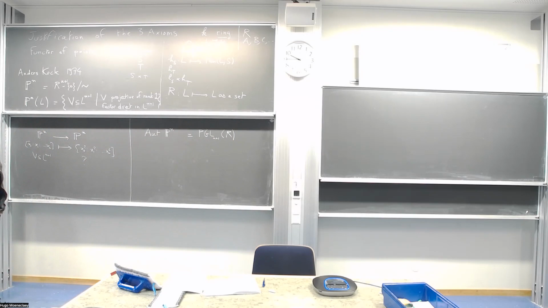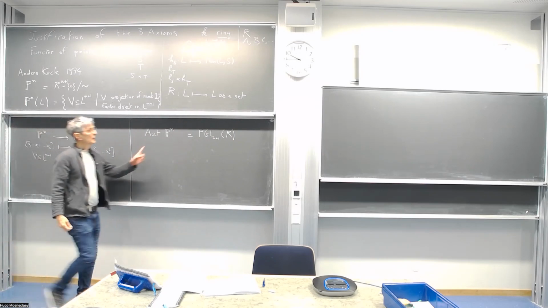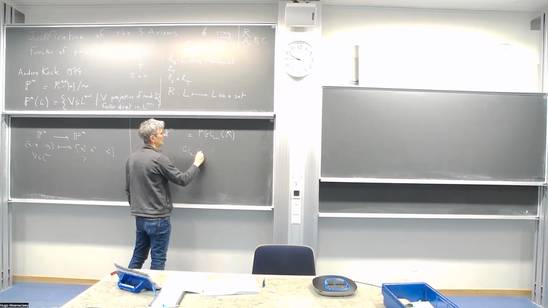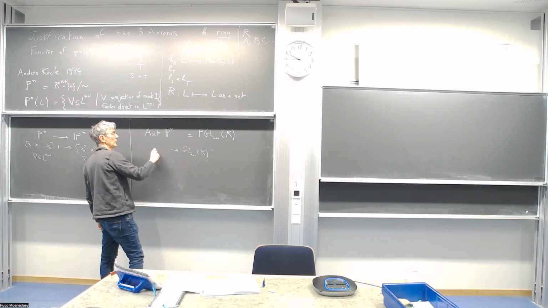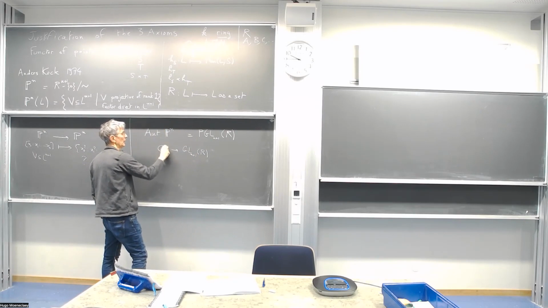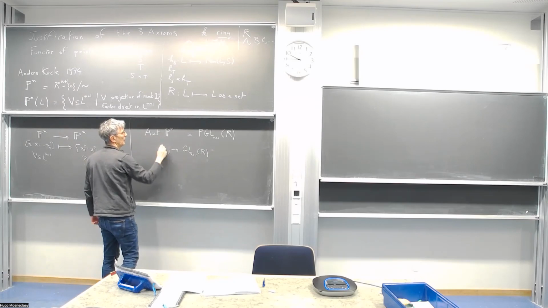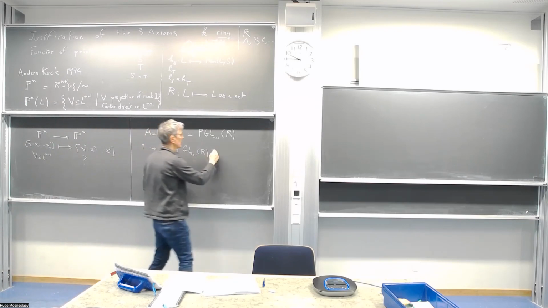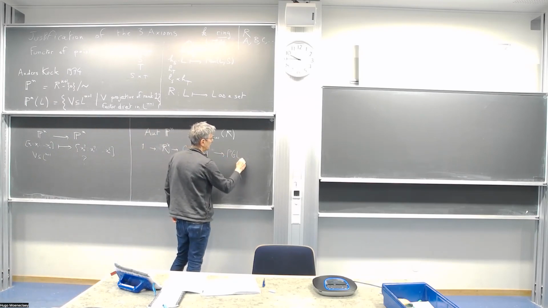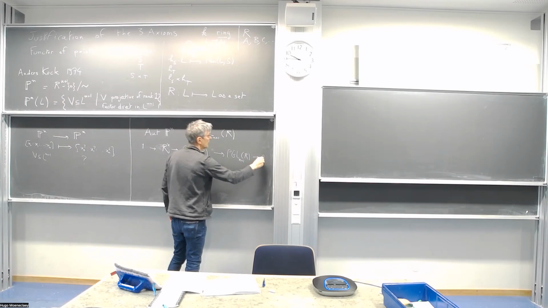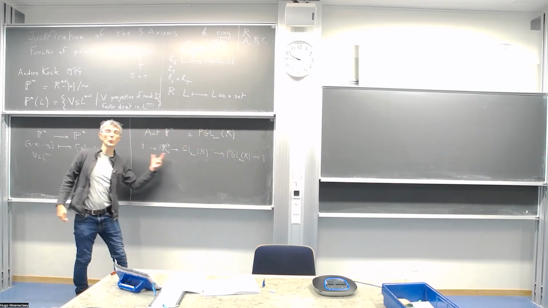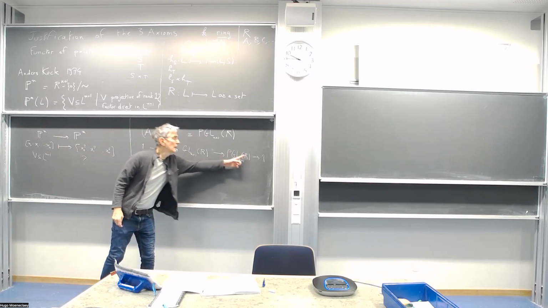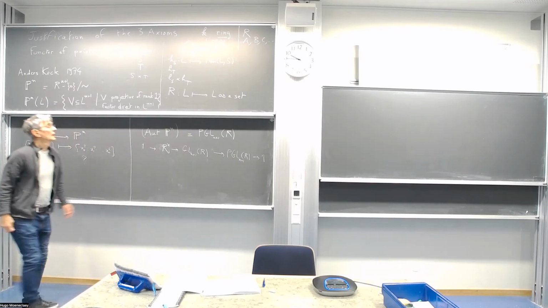So what is this? You can define GL_(n+1), that's the invertible matrices. You have the diagonal matrices with entries in R, and you can take the quotient. So internally it's a quotient of this group, and the result says that the automorphism group of Pn is this. But then you can wonder.